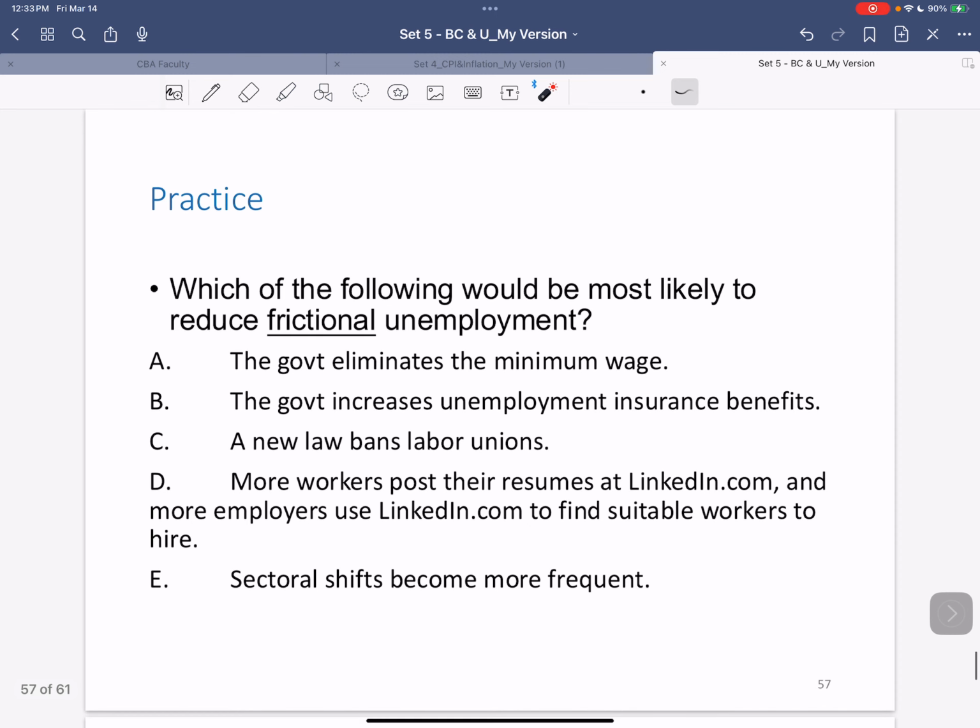Okay, so I'm leaving this practice question for you. Think about it. If you send me your answers through email, you will get some extra credit, and we will discuss the solutions next session.